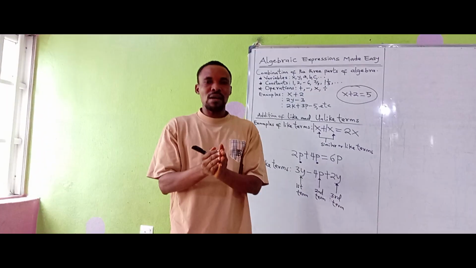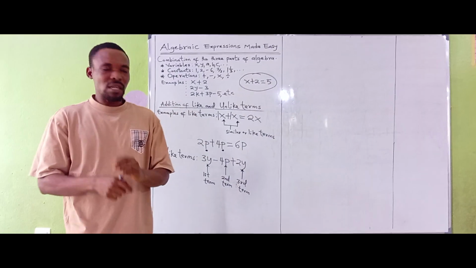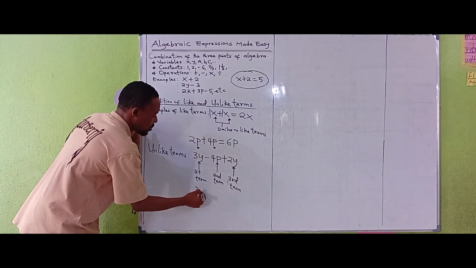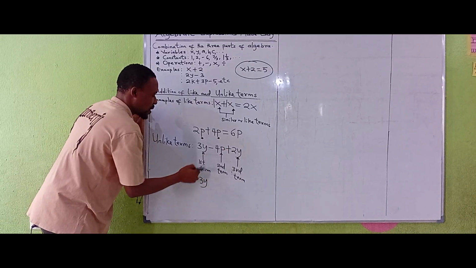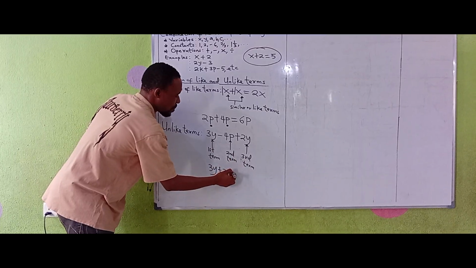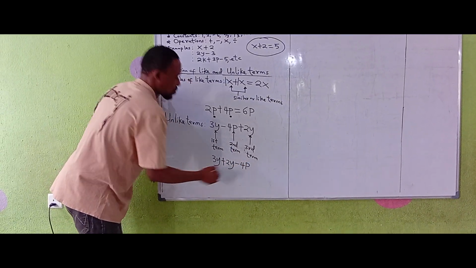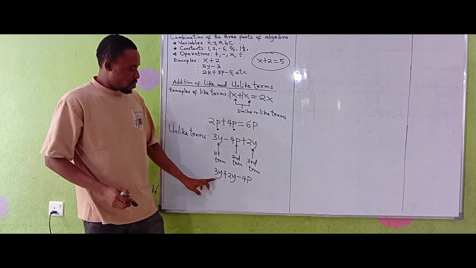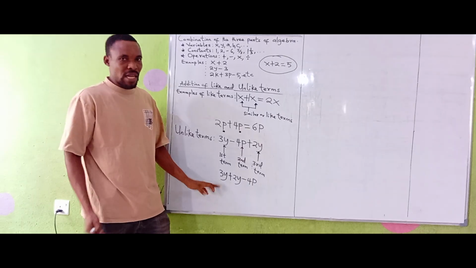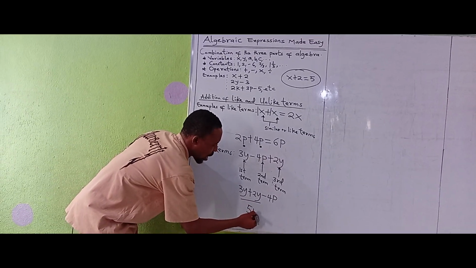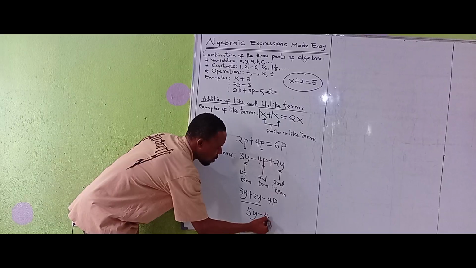We need to bring them together by a means called collecting like terms. How do we bring them together? This will now be 3y, plus 2y, and then we repeat the other one, minus 4p. Just as with similar terms, we have y and y, so they are the same. We have 3 of it and then 2 of it, so all together these give us 5y. And then we write minus 4p.